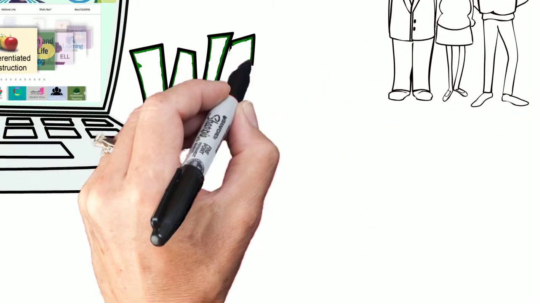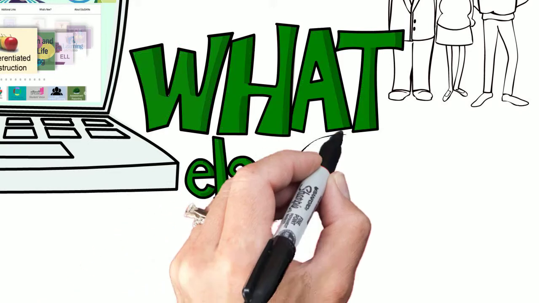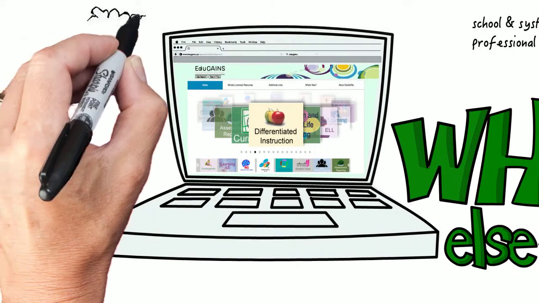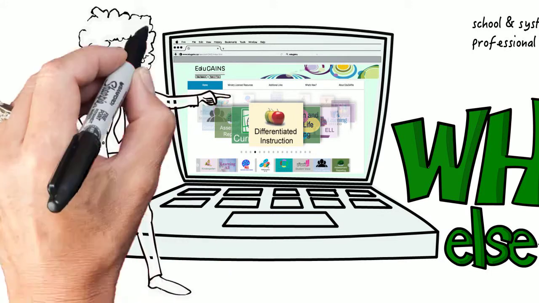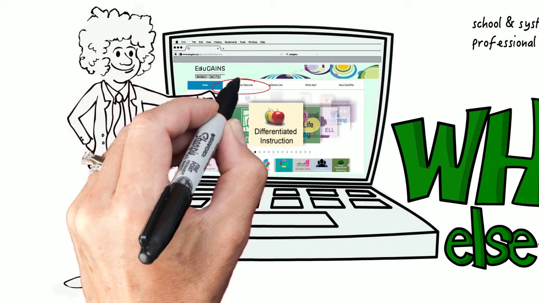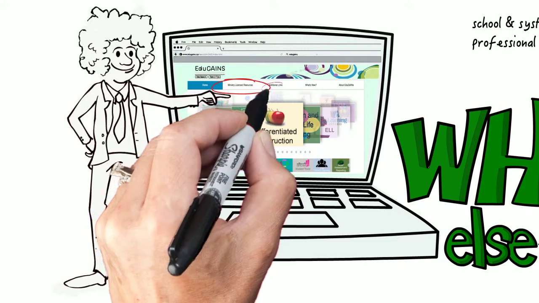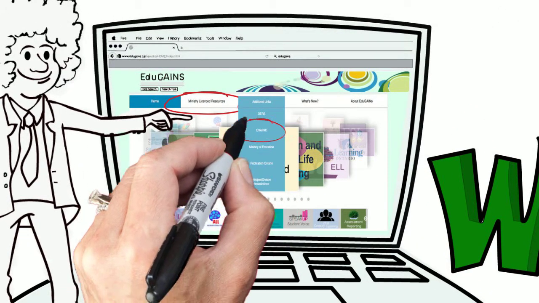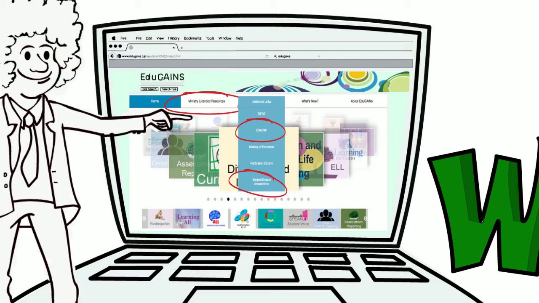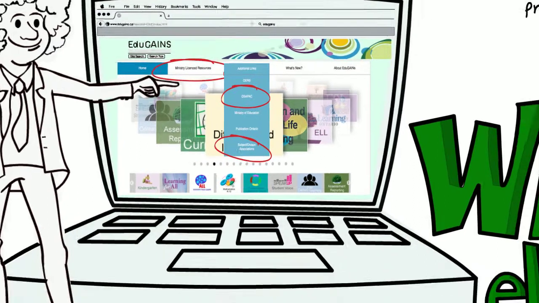What else can you find on EduGAINS? EduGAINS also provides links to other great resources. You can find ministry-licensed digital resources here. There are additional links to ministry partners, such as OSAPAC and subject associations. They can be found here.